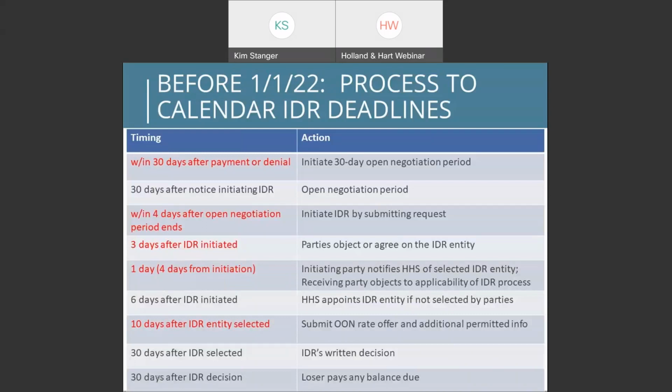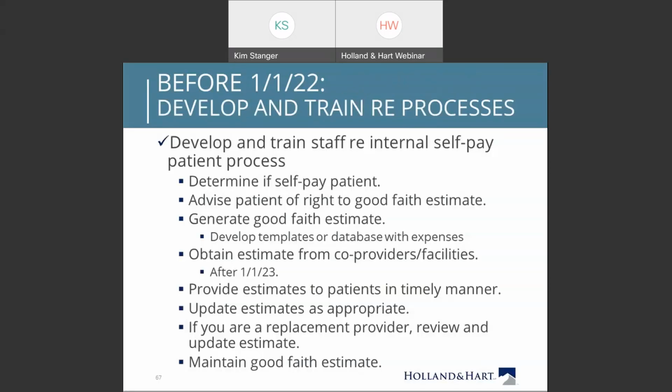Next, you're going to want to come up with a process for calendaring appropriate deadlines, including the IDR process, so that you don't miss the deadlines. Those are pretty much summarized here, especially the ones in red. Remember, you've only got a certain period of time to initiate that IDR process if you want to negotiate or get a different rate from that out-of-network provider. So make sure that you've got a process in place with deadlines and that you train your people concerning those deadlines.